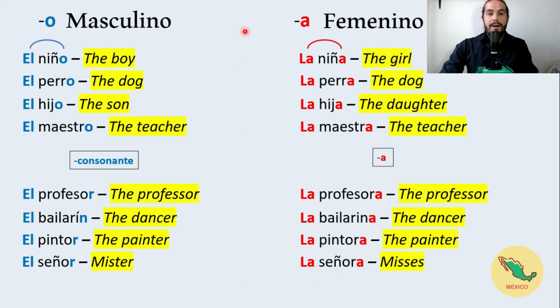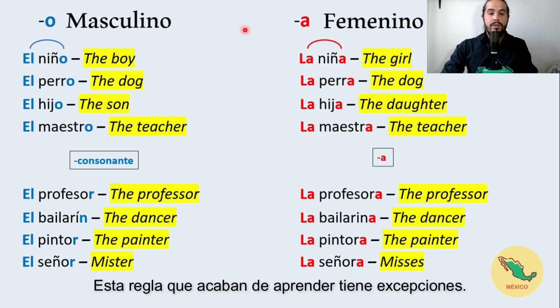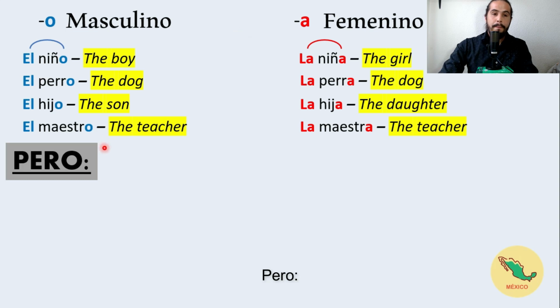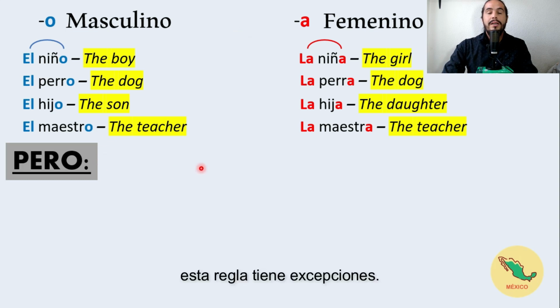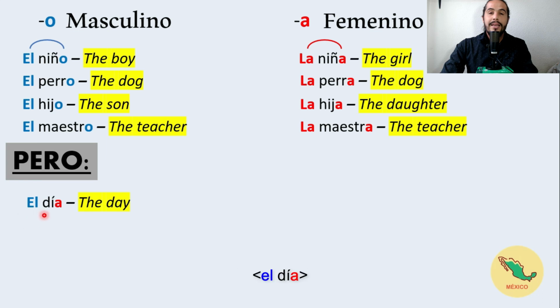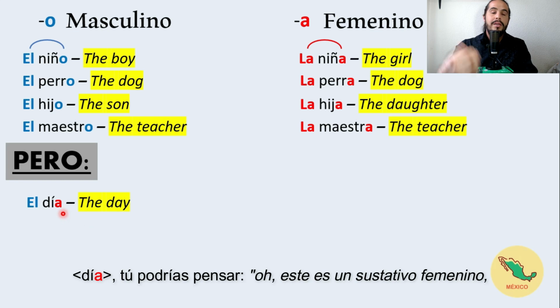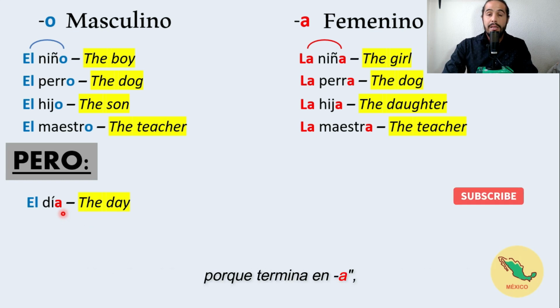Now, this rule that you have just learned here has exceptions. Pero, there are exceptions to this rule. What does it mean? It means that there are masculine nouns ending with A and feminine nouns ending with O. For example, you have el día. Día, you may think, oh, this is a feminine noun because it ends with A. But no, this is a masculine noun.